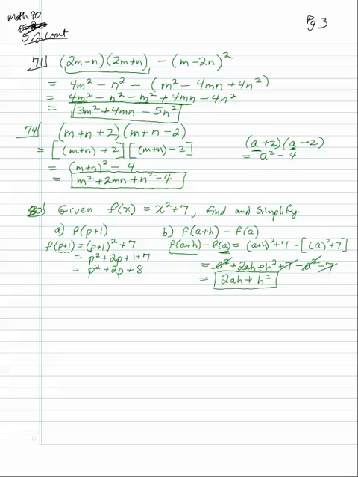A lot of students struggle with that one at first, but again, it's just learning the notation, not stressing out about it. Just plug in whatever's in the parentheses for x in the f function. So it's x squared plus 7. So you just put in the a plus h where you see the x. And then for f of a, same thing. Put in the a for x. So it's x squared plus 7, so it becomes a squared plus 7. And then just simplify it.